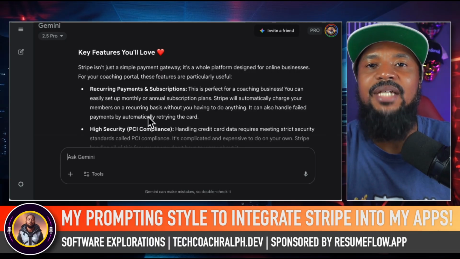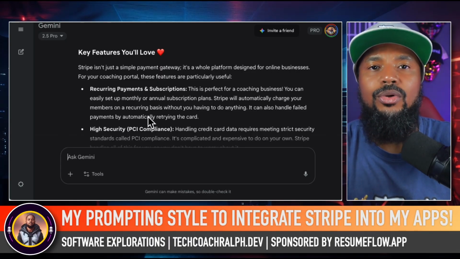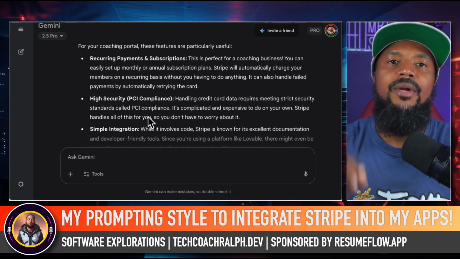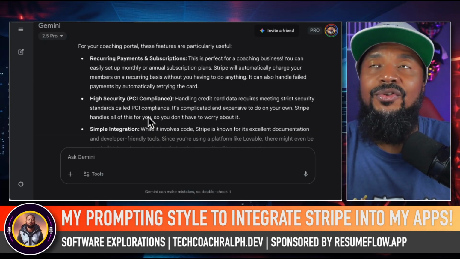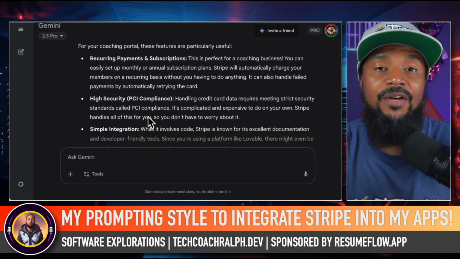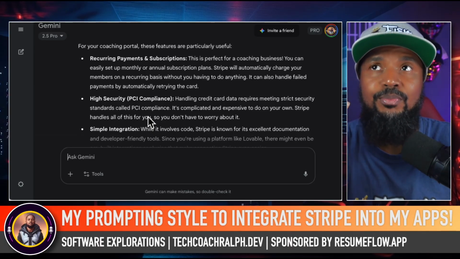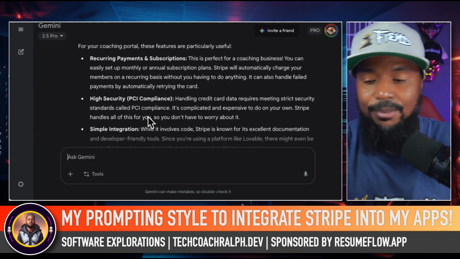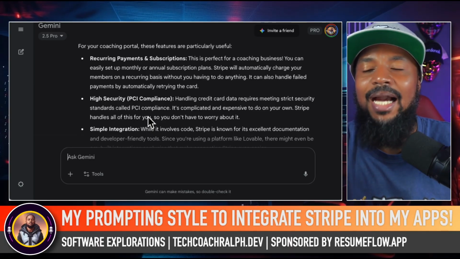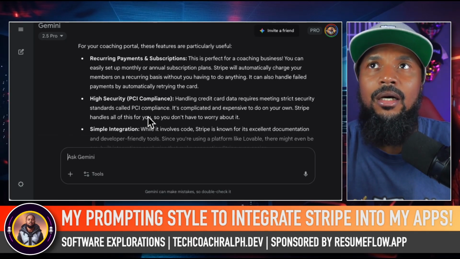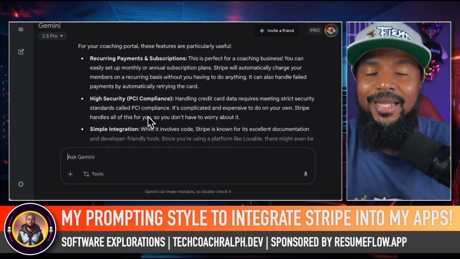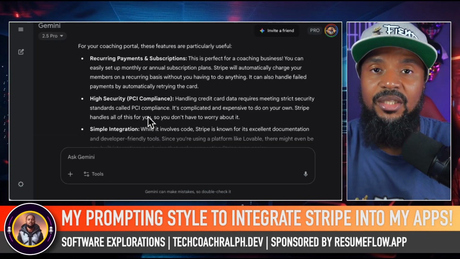It's a whole platform designed for online businesses. For your coaching portal, these features are particularly useful. Recurring payments and subscriptions. And that alone, if you do not set it up properly, you're going to have a whole bunch of issues. A quick example: when I first set it up, I didn't have any products created at Stripe. I just said, all right, it would just go and make a charge. And that's why I had a bunch of issues with billing users.